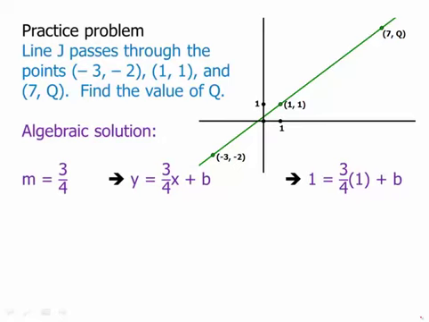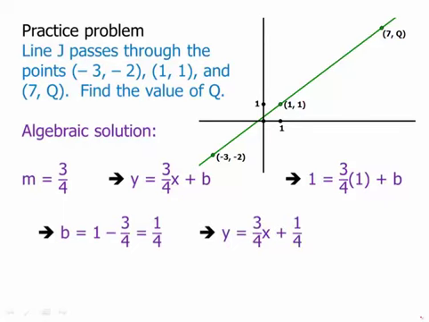I'm going to plug in (1, 1), and then just solve for b, and I get b equals 1/4. So then I get y equals 3/4 x plus 1/4. That is slope-intercept form. So now I have the equation of the line itself. I have the equation of line J.